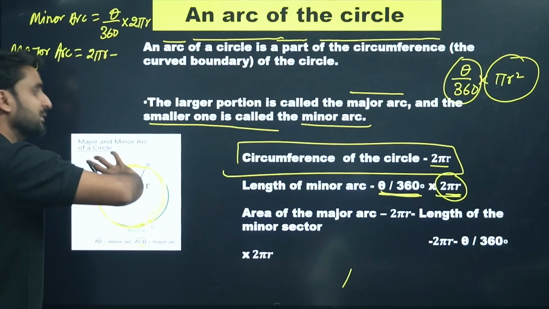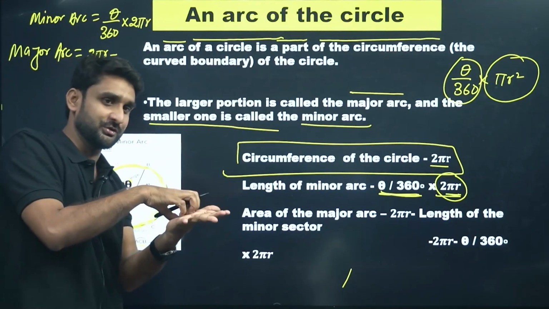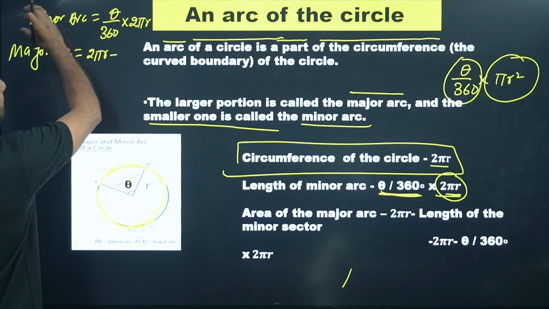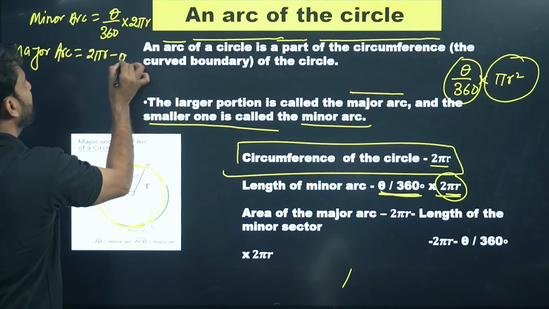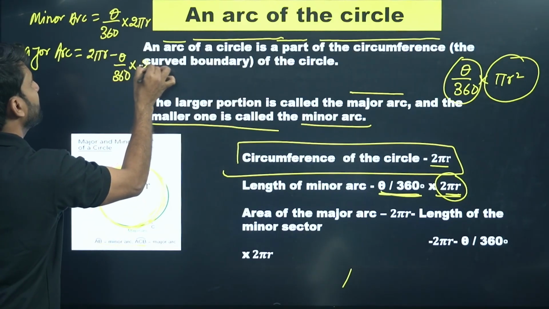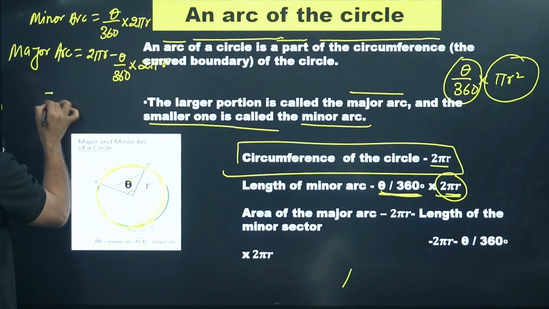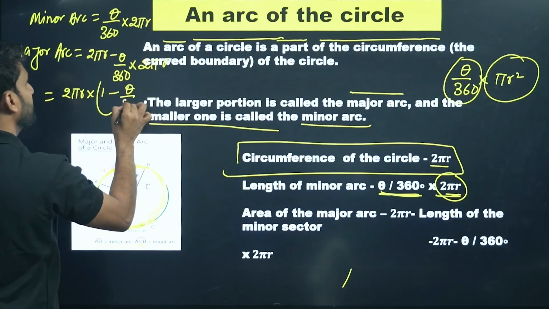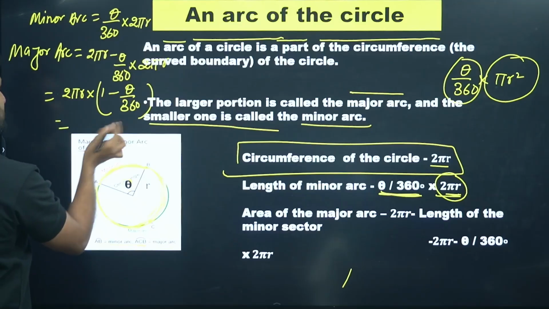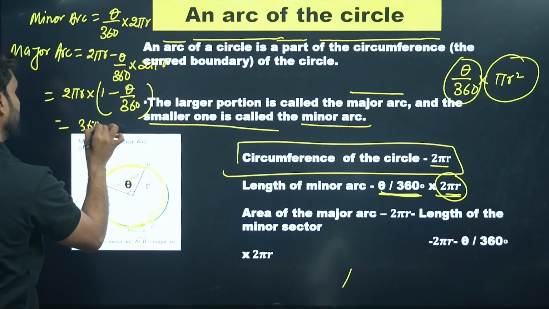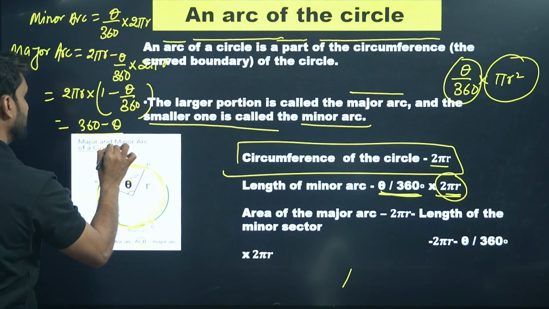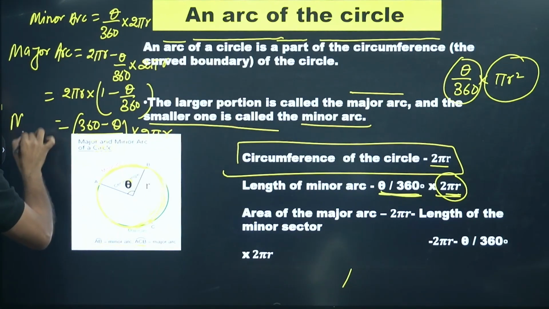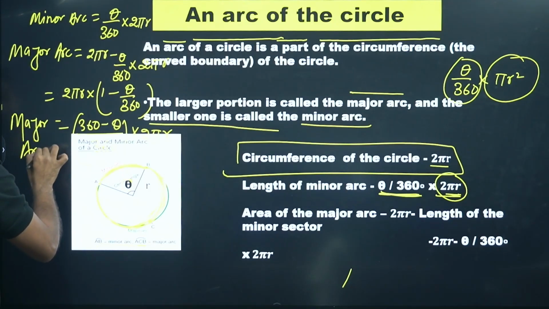Circumference is also an arc, but that arc is enclosed, a complete arc. The complete arc is the circumference. So on subtracting the length of the minor arc from 2 pi r, we can find out the length of the major arc. Can we take 2 pi r as common here? So 1 minus theta by 360. By taking the LCM, this becomes 360 minus theta by 360 into 2 pi r. So this is the final formula to calculate the length of the major arc, right?